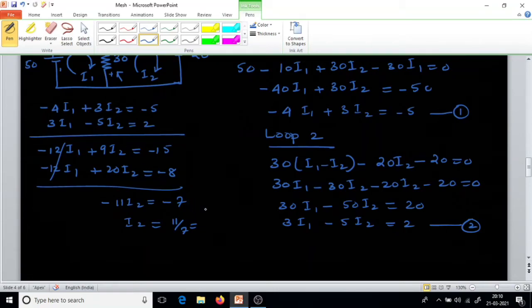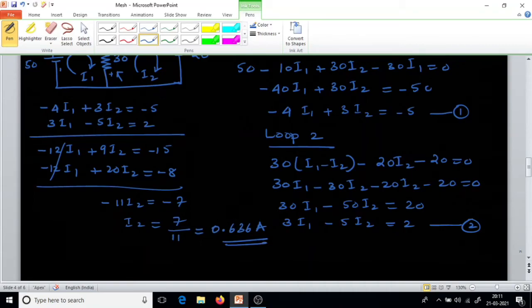1 point. Is it correct? When we simplify this, we'll get 11 upon 11... oh, sorry, 7 upon 11. Correct, yes, 7 upon 11. So 7 upon 11 comes to 0.636. 0.636 amps we got.